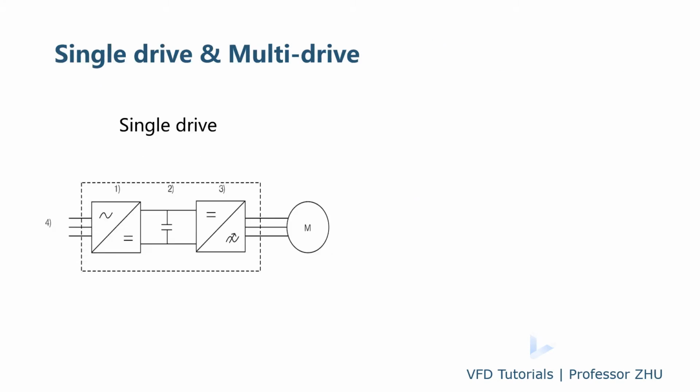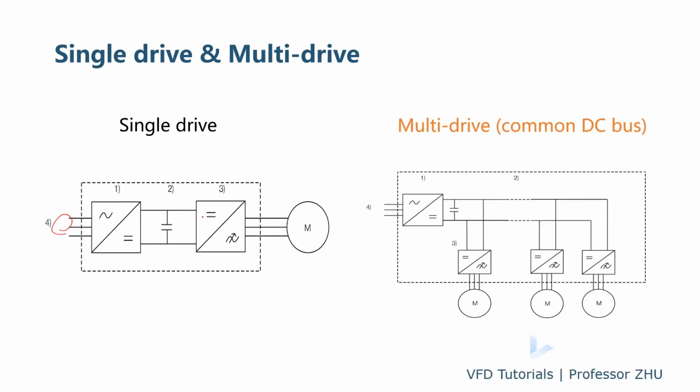Talking about the single drive and multiple drive. This is a typical single drive: AC input, AC to DC, DC to AC, and one motor, one drive, one motor. Multiple drive means multiple motors with multiple inverters, but with a common DC bus. The DC buses of the different drives are connected together in parallel, with a centralized converter: AC to DC is centralized, and DC to AC is distributed.